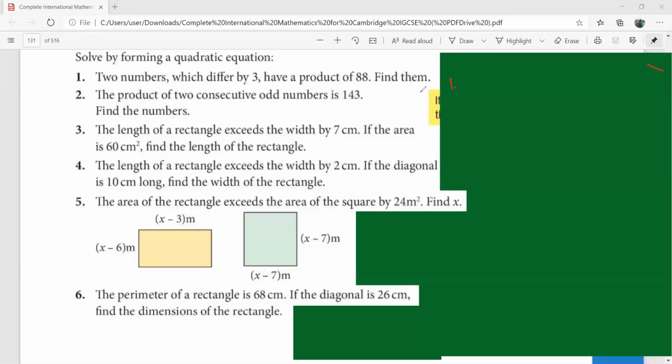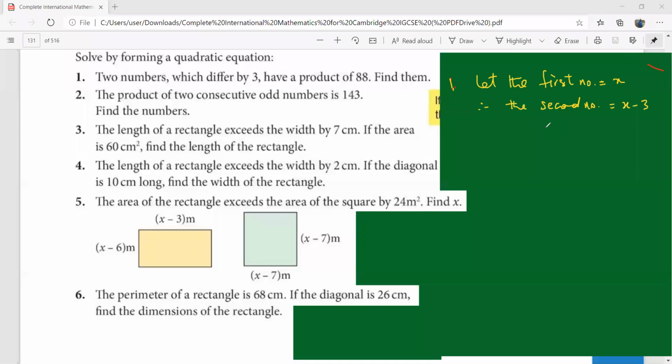It says, two numbers which differ by 3. Okay, when it says differ by 3, let the first number be equal to x. Therefore the second number, now this is up to you. You can suppose the second number as x plus 3 or x minus 3. Okay, so both would work. Differ by 3 doesn't mean that it is 3 less or 3 more. So this is totally up to you; if you write the second number as x minus 3 or x plus 3, both would work.